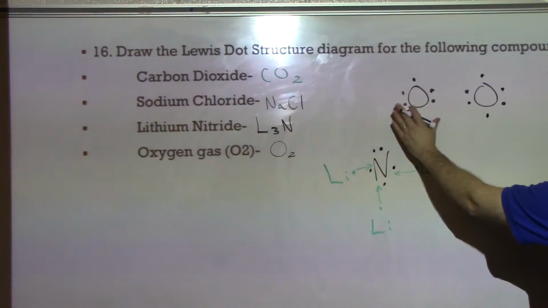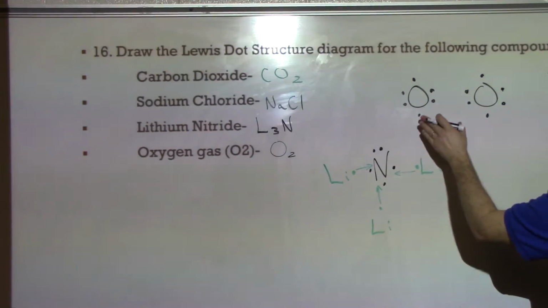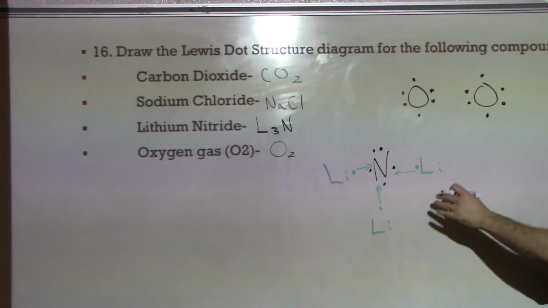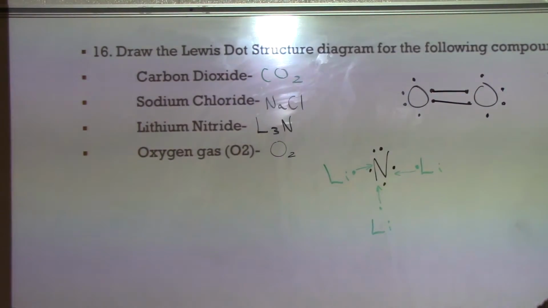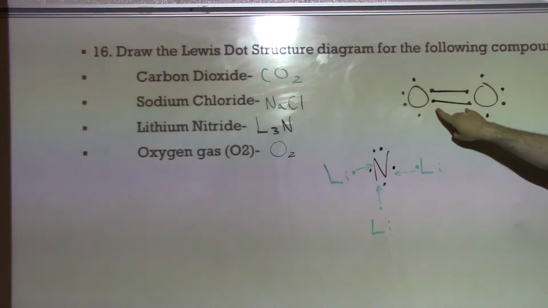In order for this atom to be satisfied, it needs to have an octet. It currently has 6. It needs 2 more. So it's going to form a double bond here. Now when it does, both of these atoms are sharing those pairs.